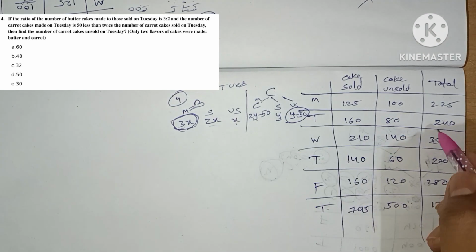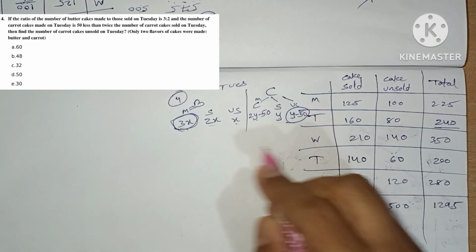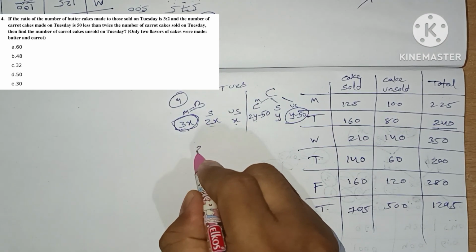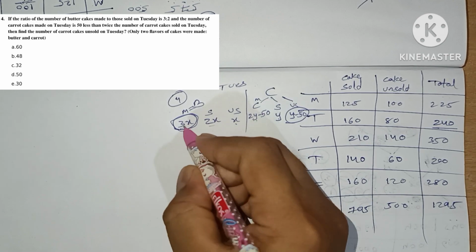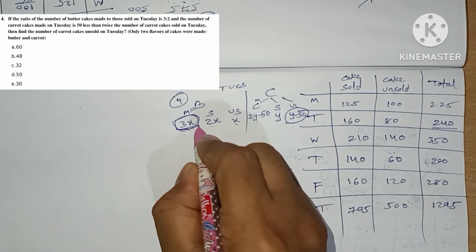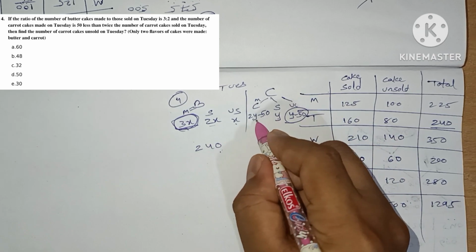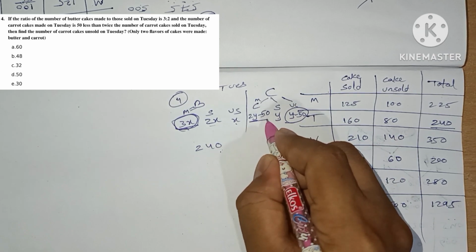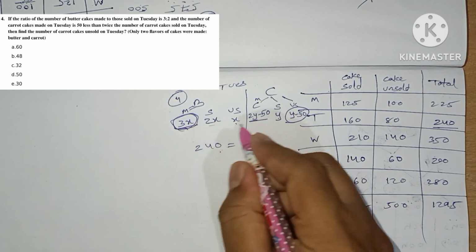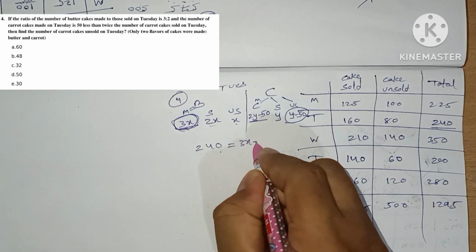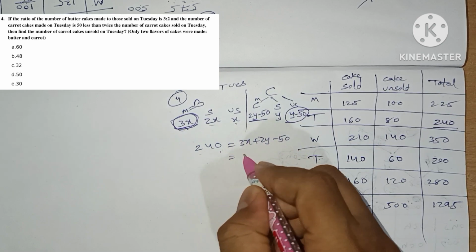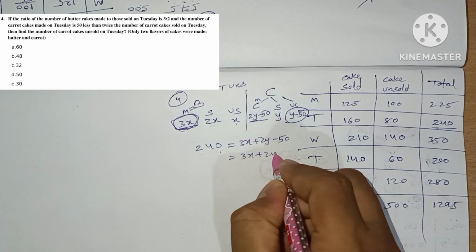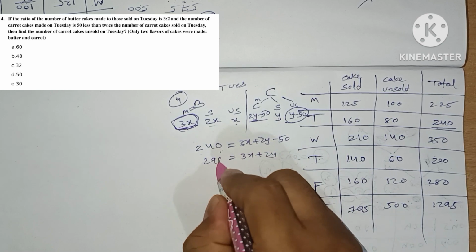So on Tuesday the total number of cakes made is 240. Made means total butter cakes made, which is 3x, and total carrot cakes made, which will be 2y minus 50. So the sum of these two will be 240. So 3x plus 2y minus 50 equals 240. So we have 3x plus 2y, which will be 290.